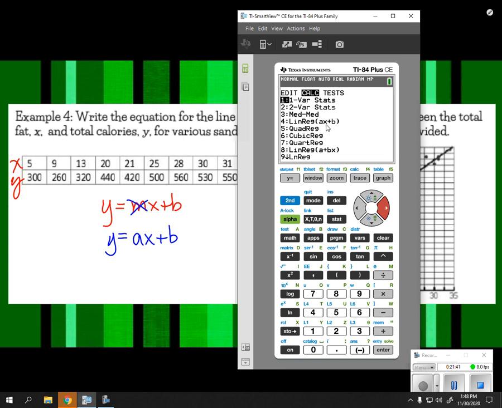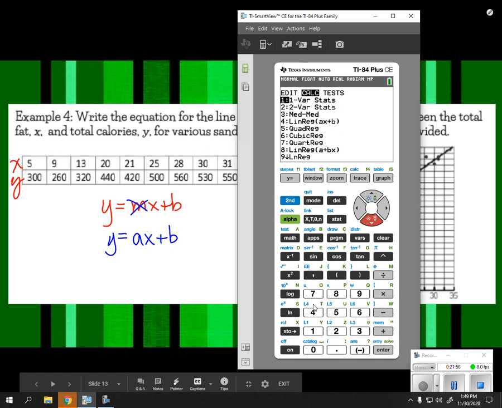Look right there, ax plus b, that's what we want to calculate. And the calculator is going to actually give you the a and the b to write the equation. So you can go down and click enter, or if you want to just choose 4, you can.